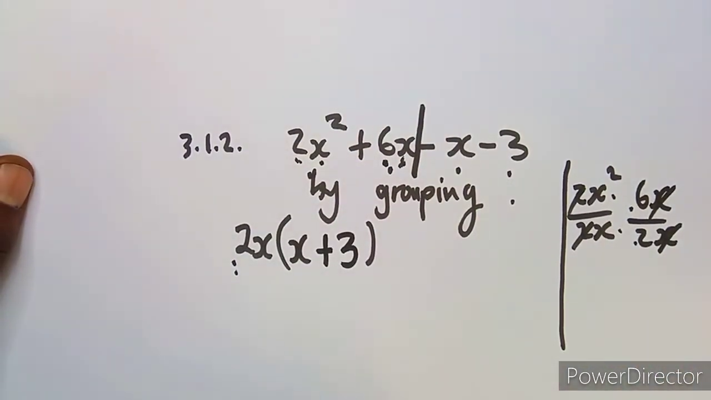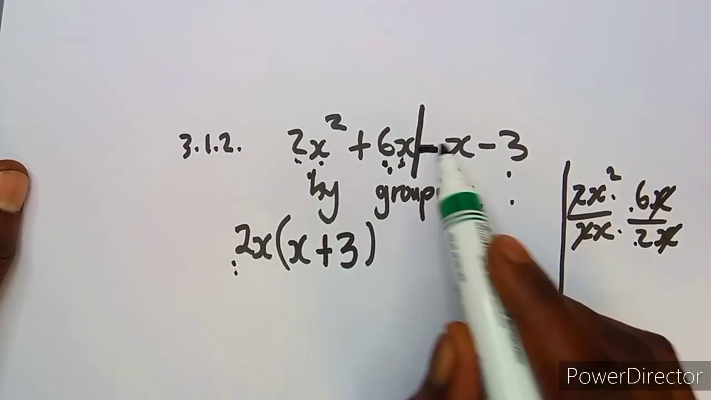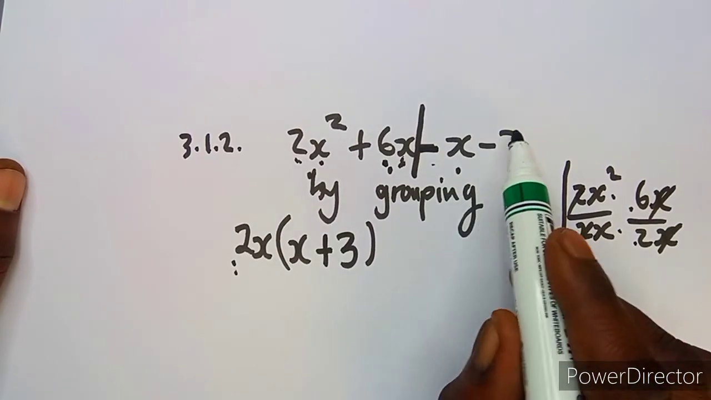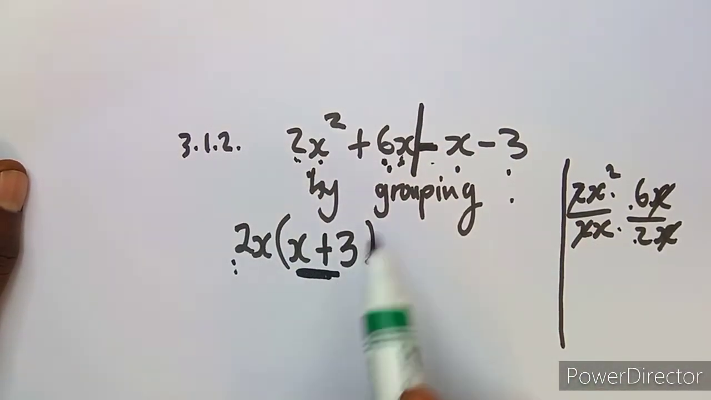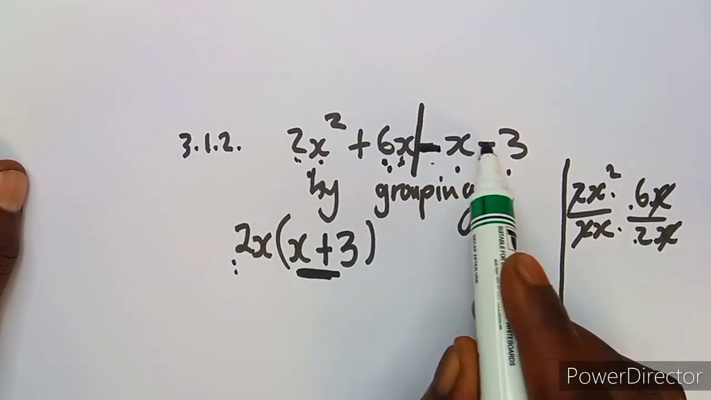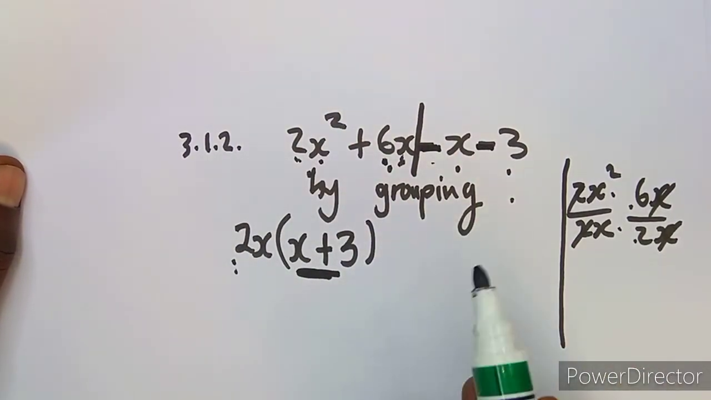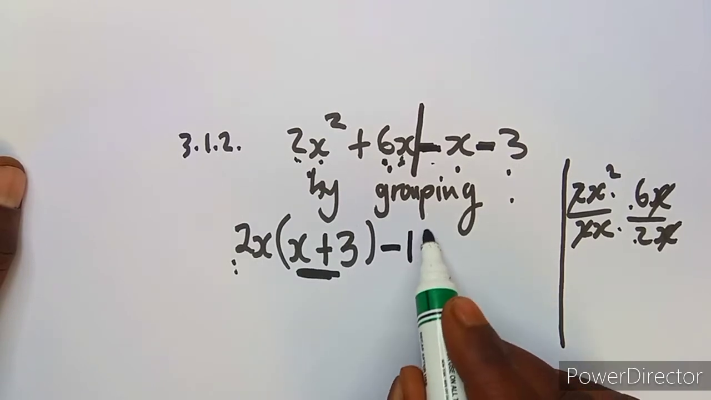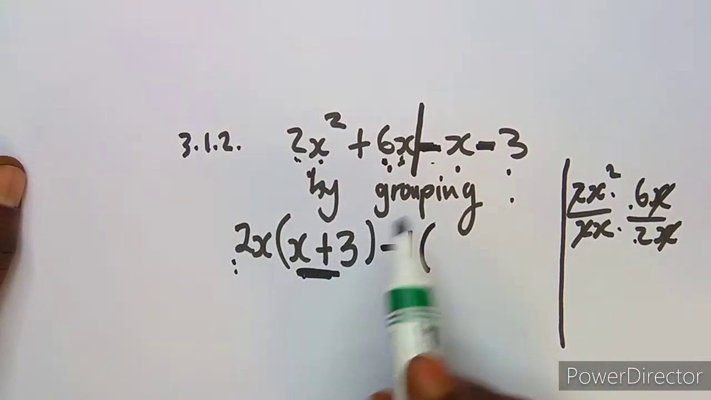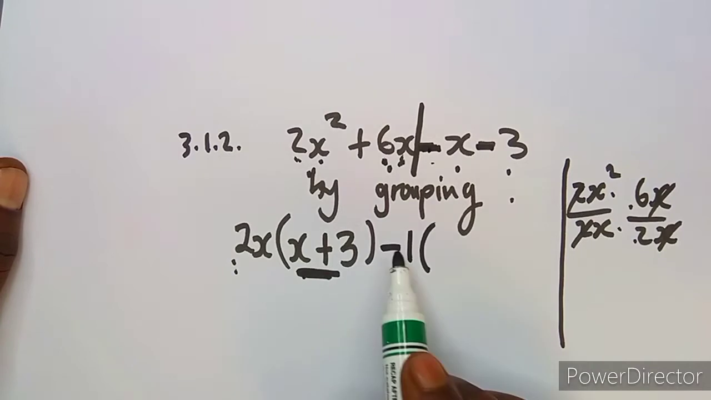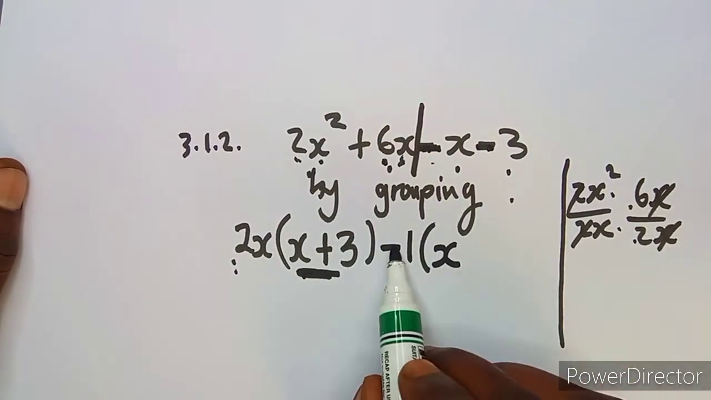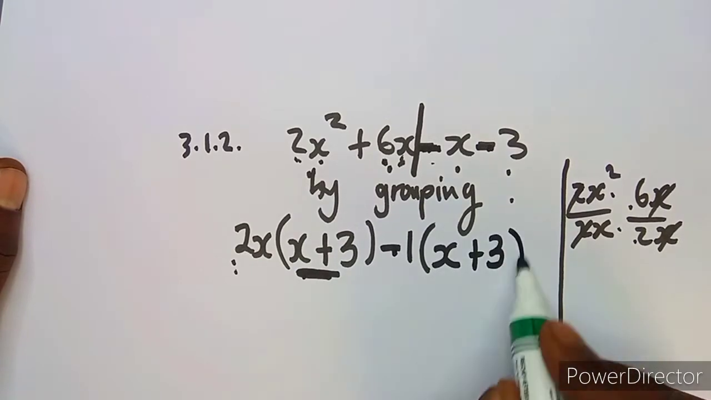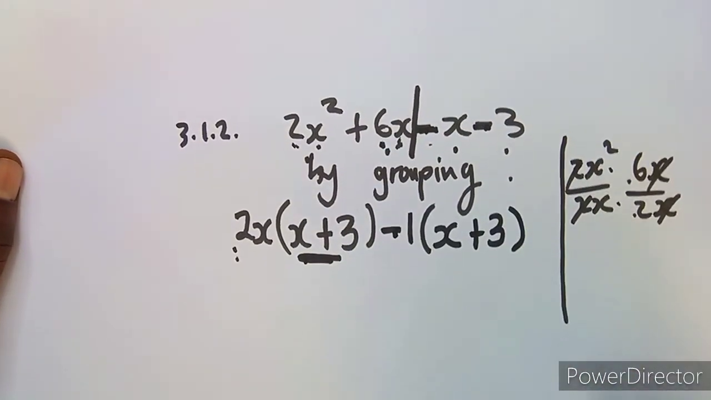Always when you are doing by grouping, guys, the second part is supposed to give us the same bracket as this bracket of x plus 3. But take note, here you've got minus x minus 3. So what are you going to factor out? You factor out the negative 1 so that it's going to be a positive. Minus x divided by minus 1 is a plus x. Minus 3 divided by minus 1 is a plus 3 like this. This is what you're supposed to do.